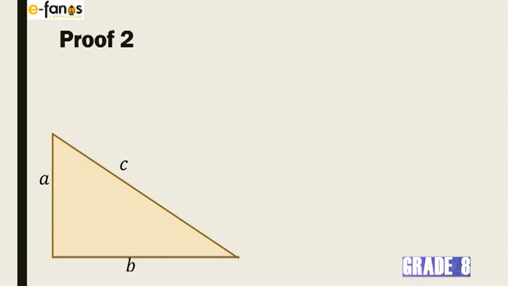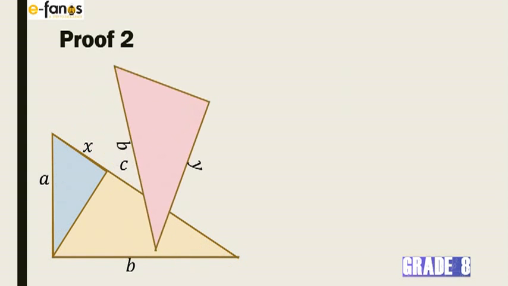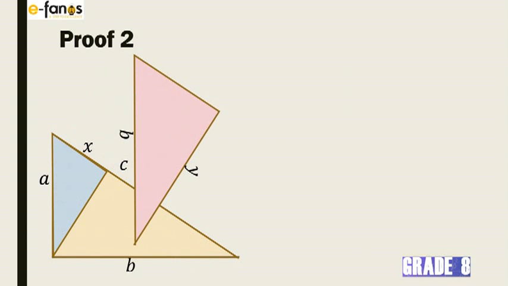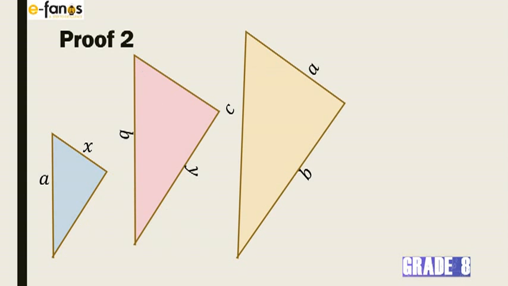We can also prove it using similar triangles. First of all, divide the triangle in half, and we can see that these two triangles are similar by rotating the second one. For the larger triangle, if we flip it, we can see that this is also similar to the two smaller triangles. We can then write out similarity statements.